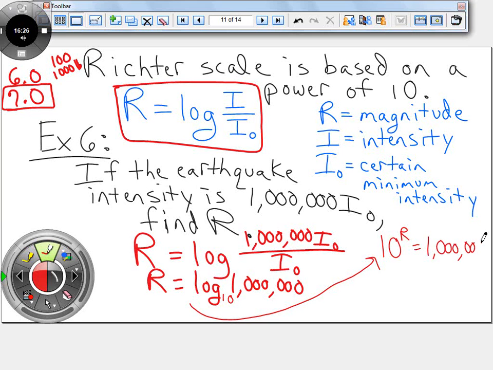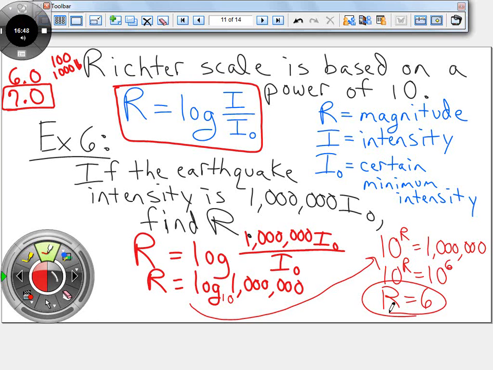So then it's just a matter of trying to figure out what do I need to raise 10 to so that I get 1 million. So how are you going to do this? This is 10 to the R equals, and this is 10, just however many zeros it has. So it has 6 zeros. So on the Richter scale, it's a 6.0.